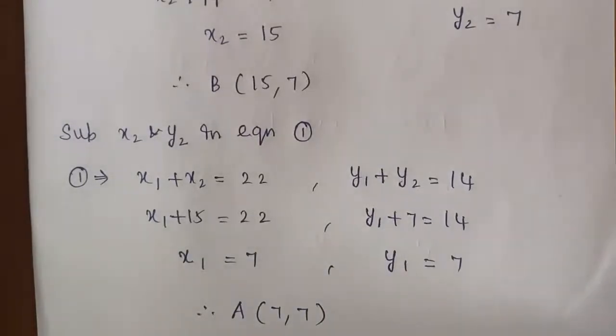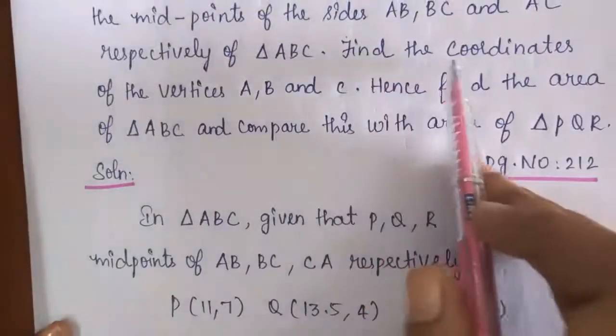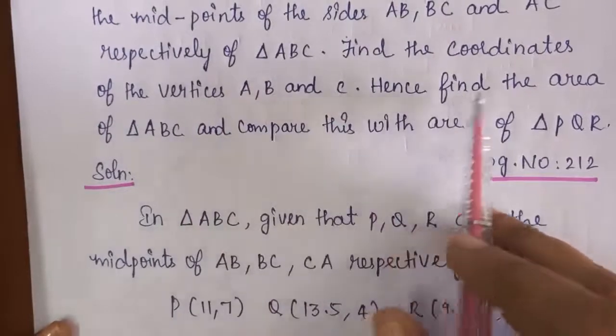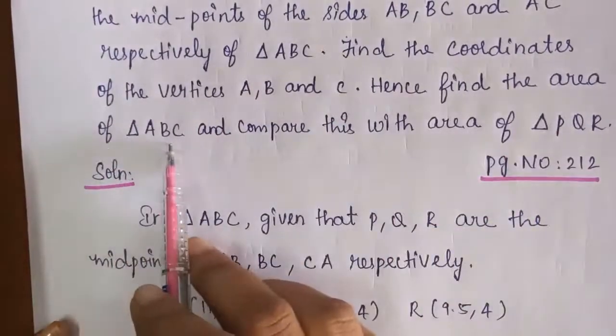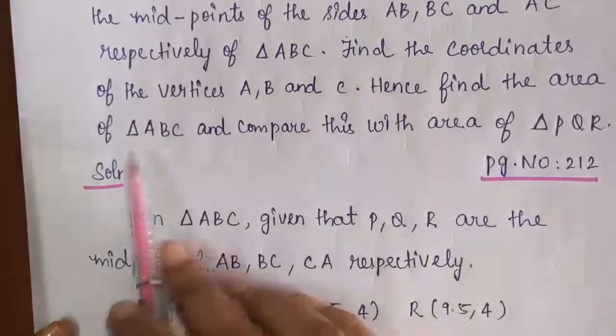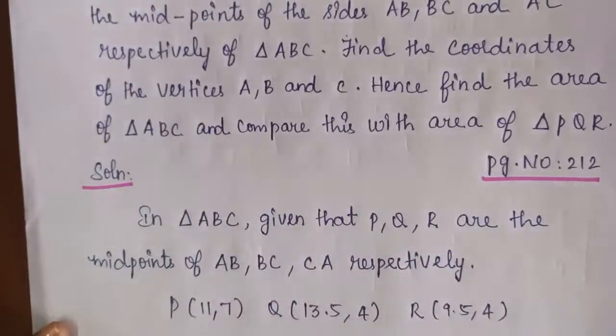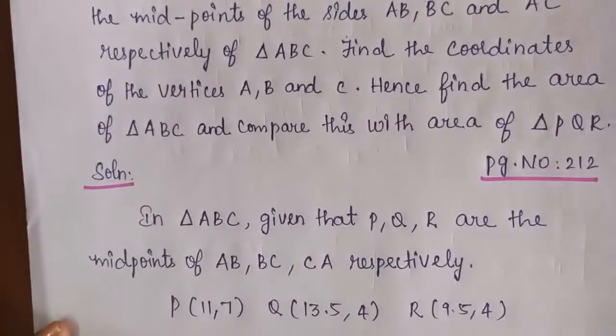Now you have found the coordinates of A, B and C. From the question, now we find the coordinates of the vertices A, B, C and hence find the area of triangle ABC. Now we are going to find the area of triangle ABC and also the area of triangle PQR, and we have to compare these two.